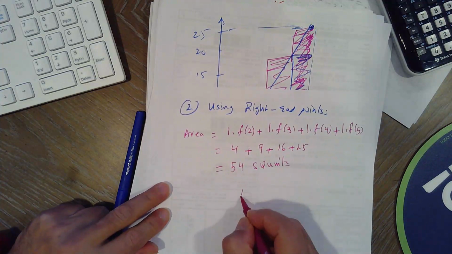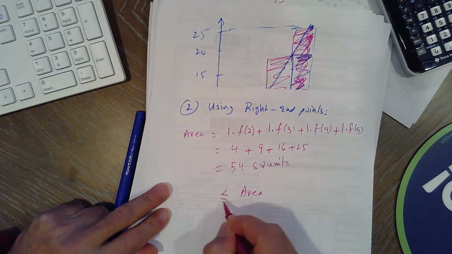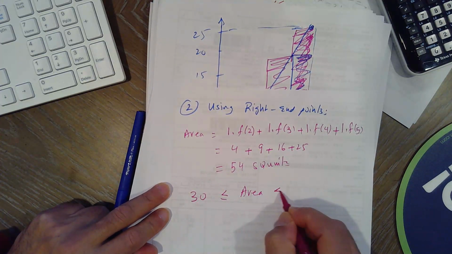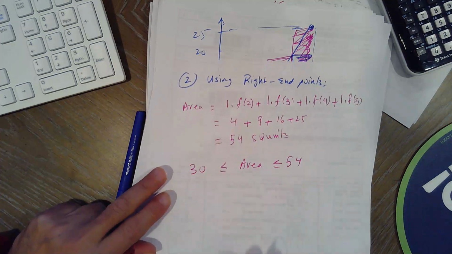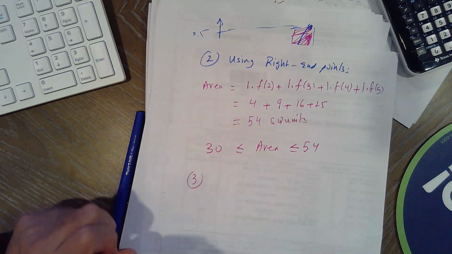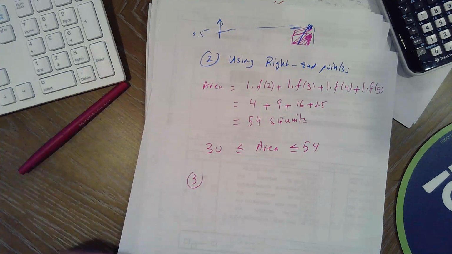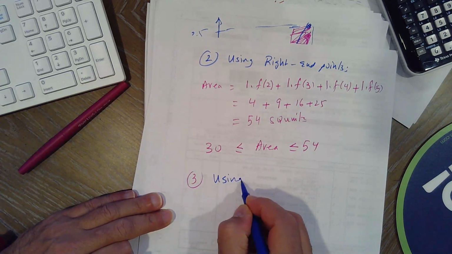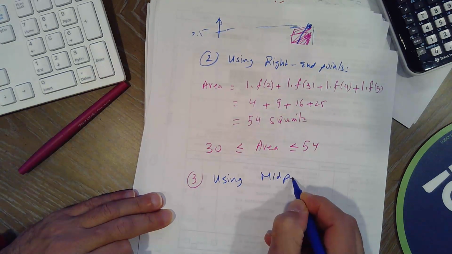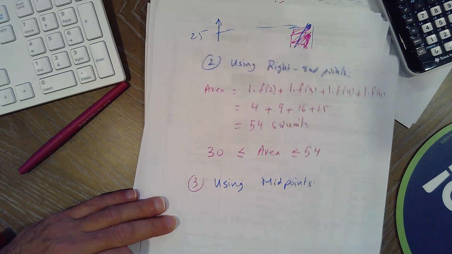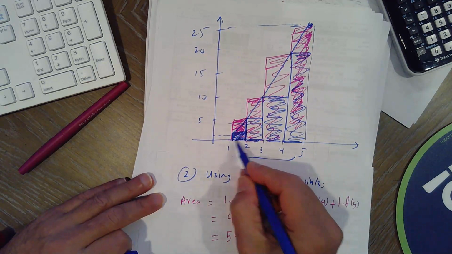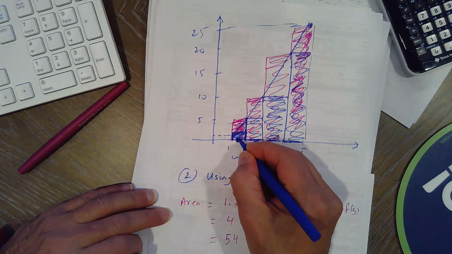Now we know the area under the curve is somewhere between the lower sums and the upper sums. To get a better estimate than these two, we use the midpoints, the third one, using midpoints instead of left endpoints or right endpoints. So the midpoint of 1 and 2 is 1.5.